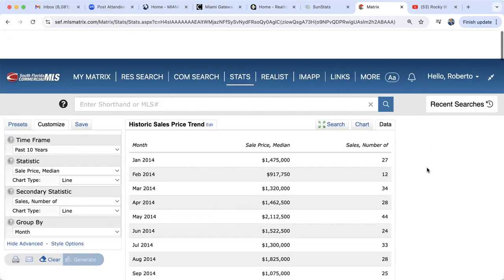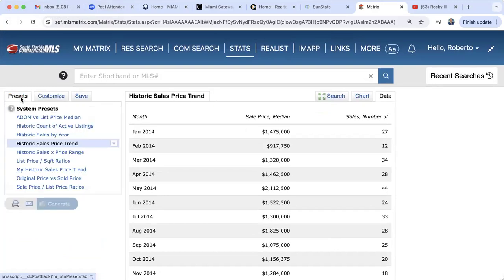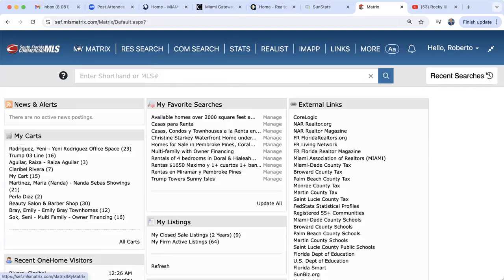Guys, learn how to run your own statistical reports. You can come here and run any report you like. You can customize and create your own reports and save these reports. And that is your market statistics through the MLS.